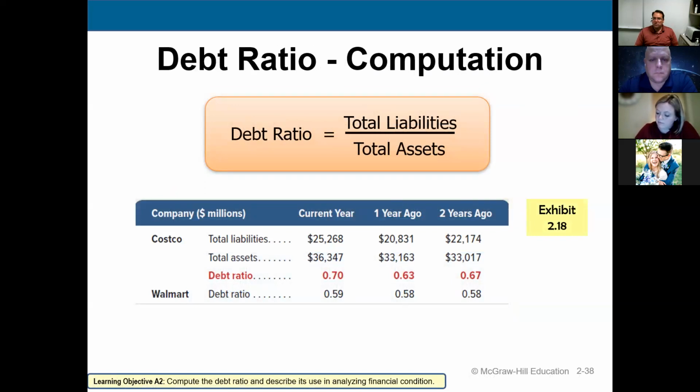So here's an example. We have Costco versus Walmart. Costco has a debt ratio of 0.7 in the current year. Walmart has a ratio of 0.59. So we would say that Costco has more debt risk, although neither of those look crazy high, but that's just an example of it. So that does it as far as a lecture period, I guess.